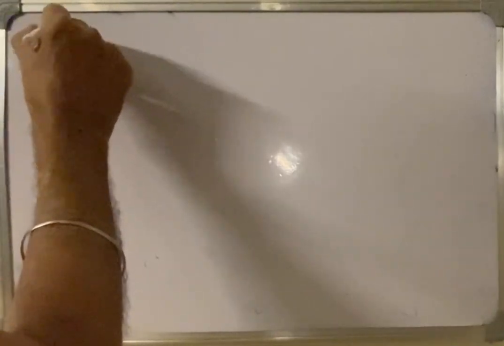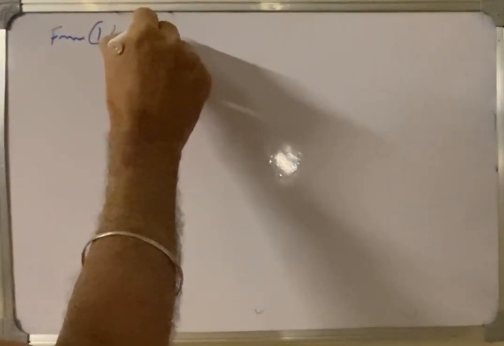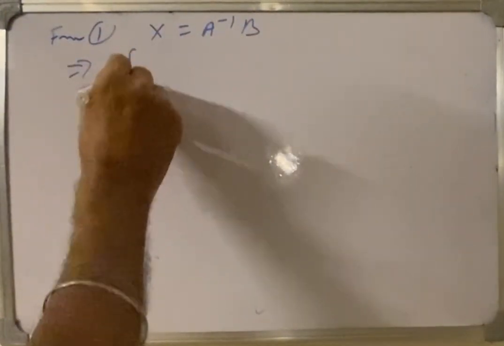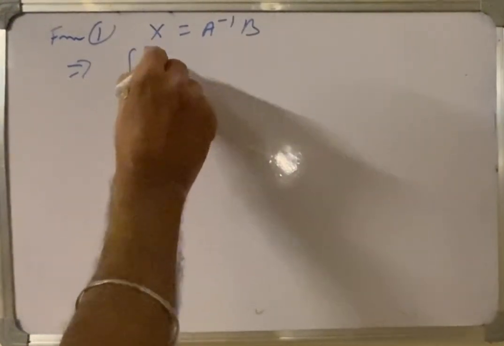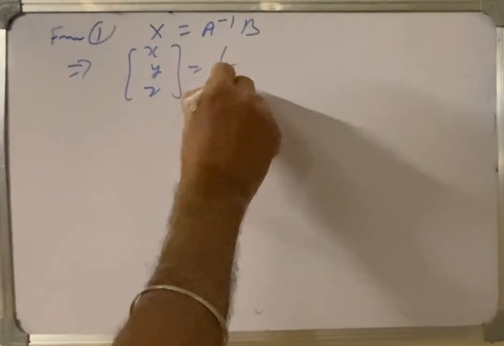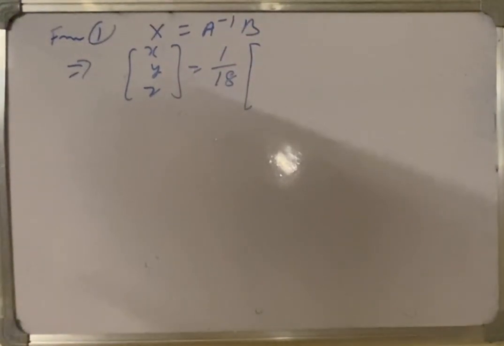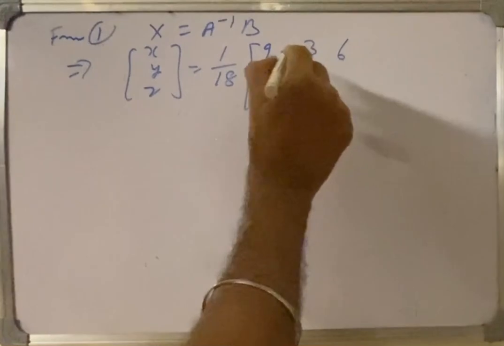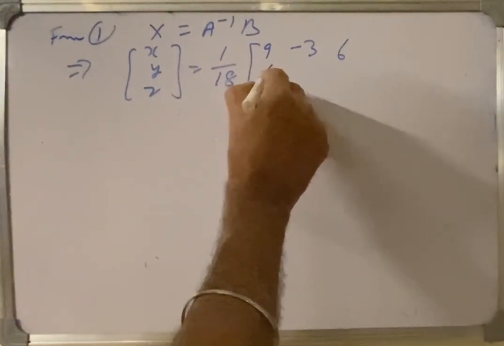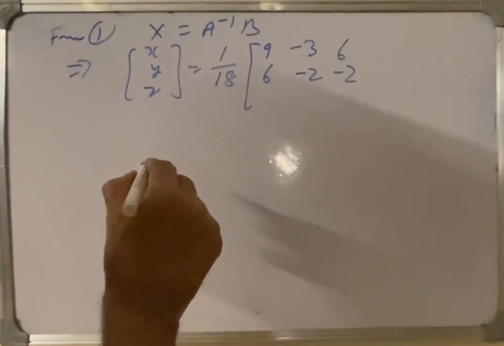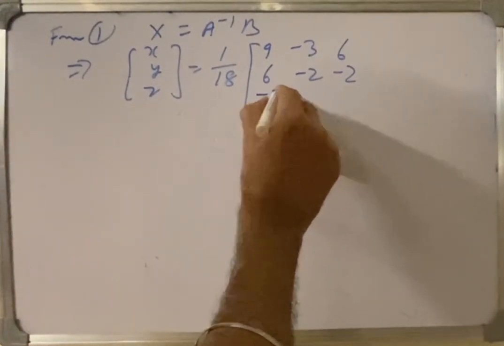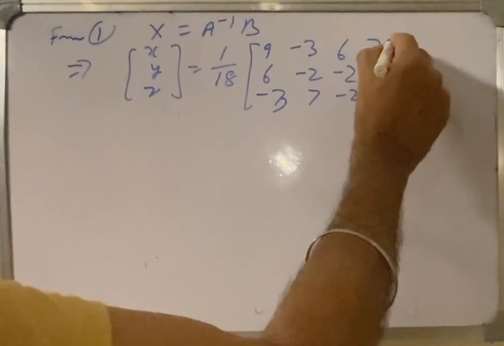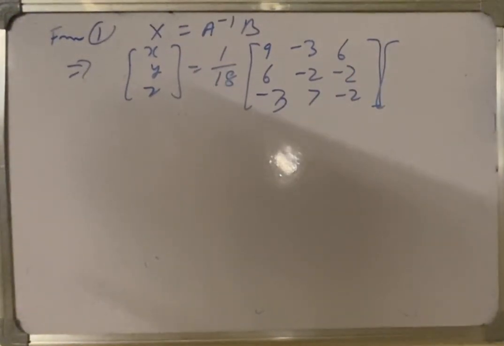From equation 1, X is equal to A inverse B. By substituting values, x, y, z column matrix equals A inverse, which is 1 over 18 into 9, minus 3, 6, then 6, minus 2, minus 2, then minus 3, 7, minus 2, into the constant matrix 7, 11, 1.